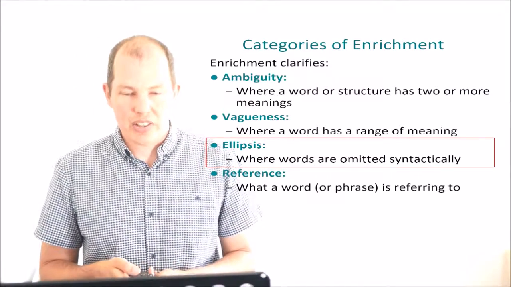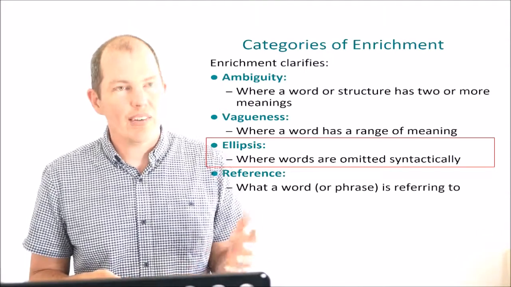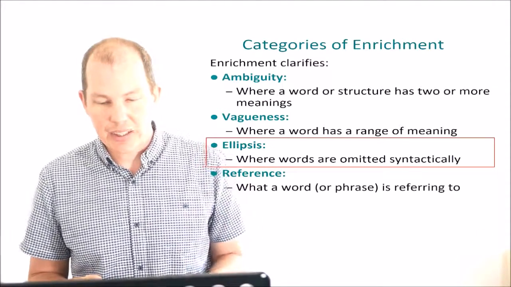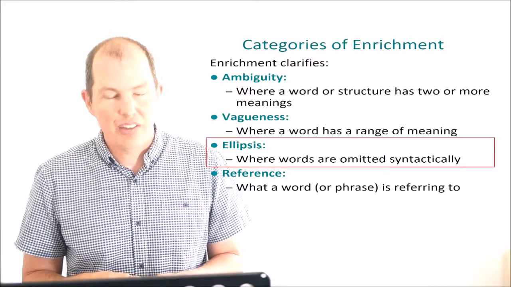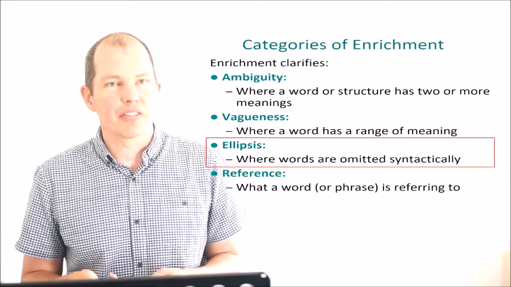Recall once again our 4 categories of enrichment: ambiguity, vagueness, ellipsis, and reference. We've now looked at the first 3. In our next video, we will talk about reference, the kind of enrichment needed to establish what a word or phrase is referring to.